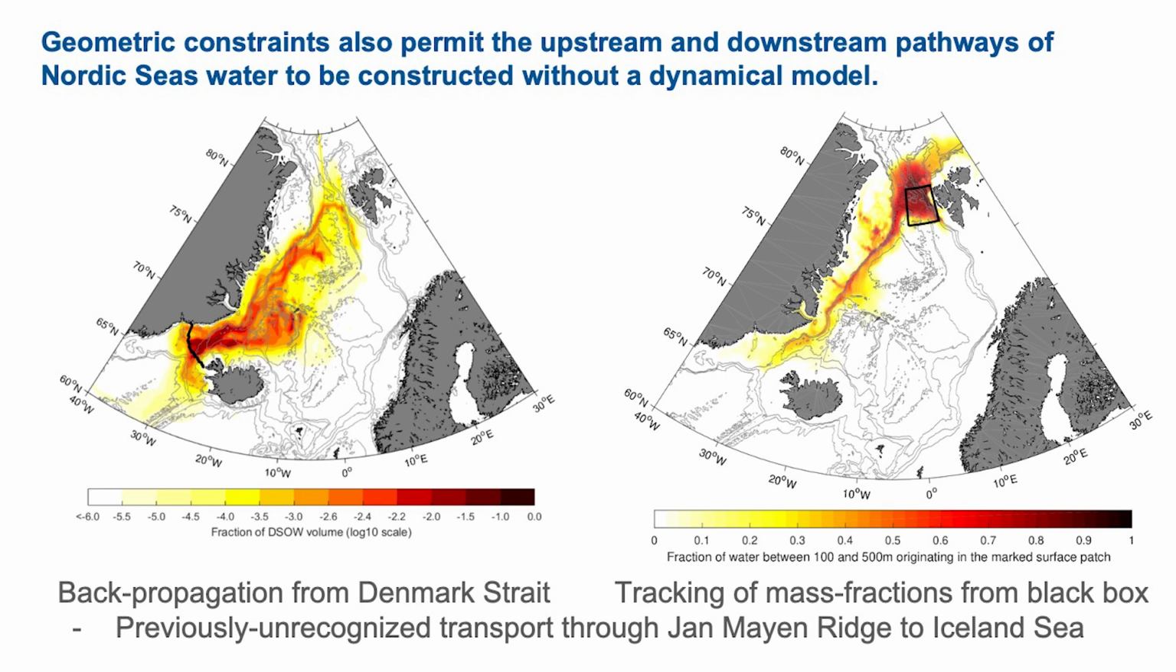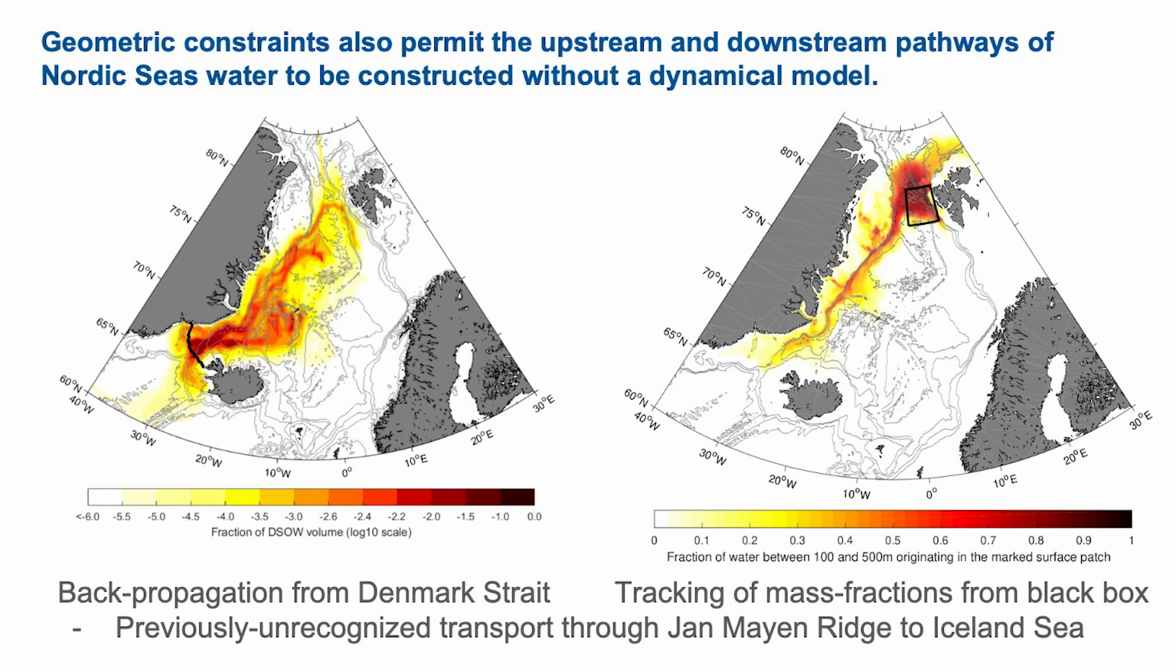And this is without any dynamical model, I should say. It's from the same analysis. So there are two cases here. On the right-hand side, we've got a black box up near Svalbard. We just dyed that box, and you can see the pathway of the East Greenland Current coming all the way down towards the Denmark Strait. Fairly highly resolved, even, just from observations.